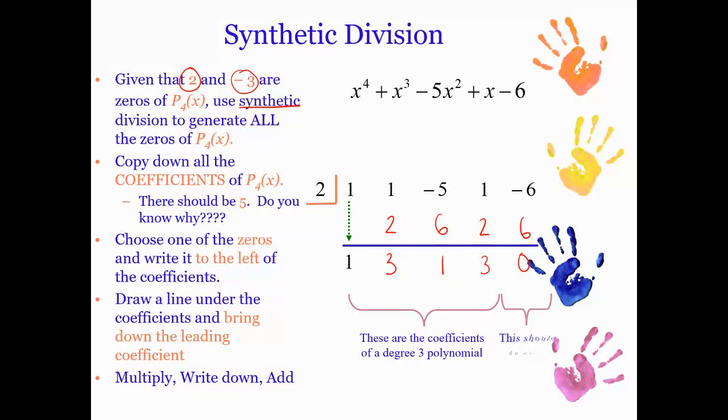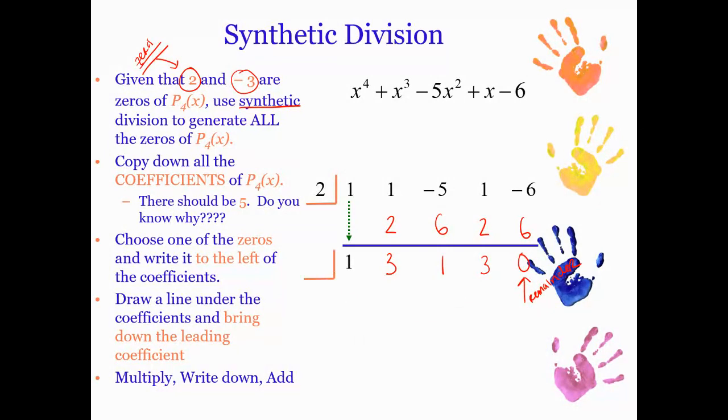This 0 right here, well, I told you that these were zeros. You were given that they were zeros. If you were trying to confirm they were zeros, this number might not be 0. But this right here is your remainder. So in this case, because I told you it was a zero, the remainder should be 0. Therefore, that last value should be 0.